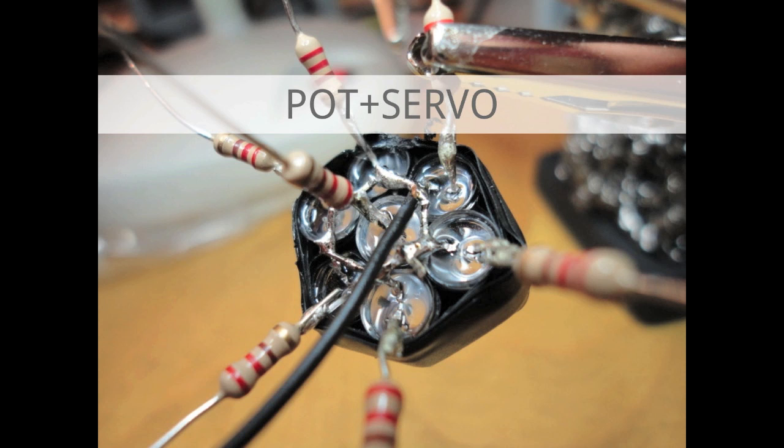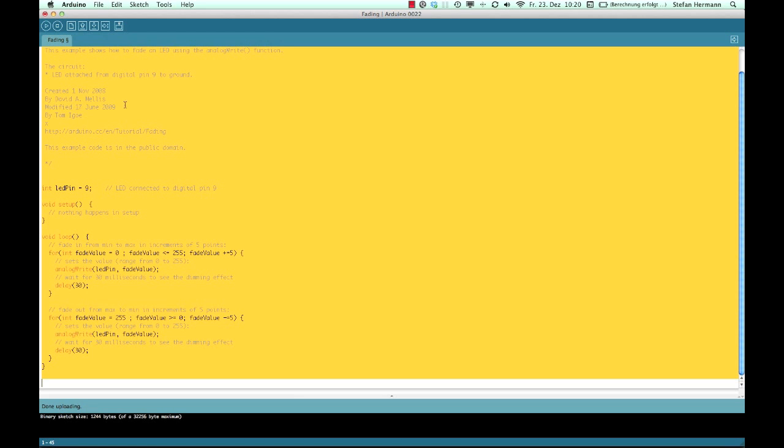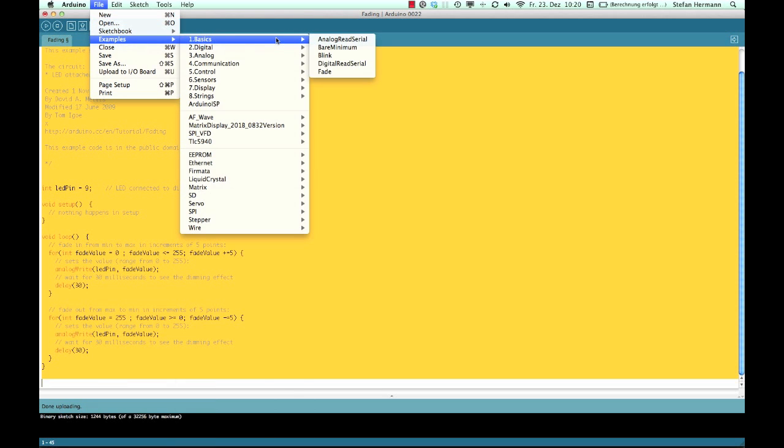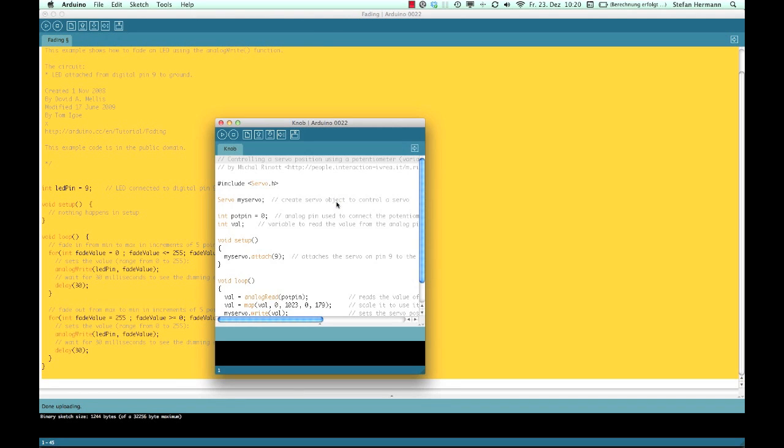Okay, let's do something with that. So let's attach a potentiometer and a servo motor. The example code you can find in the examples of Arduino, and it is called Servo Knob. Okay, this is what we will build.